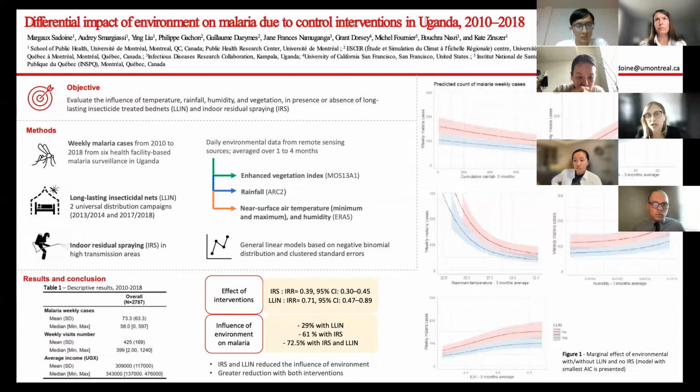And the average income of the 6 regions was 309,000 Ugandan shillings, which represents around $87 US.